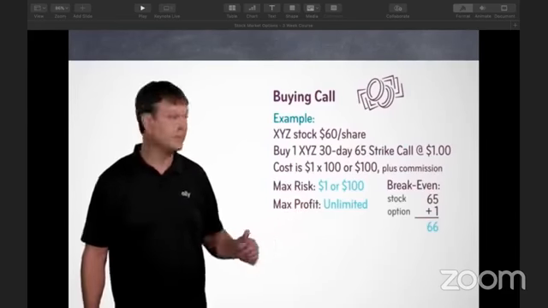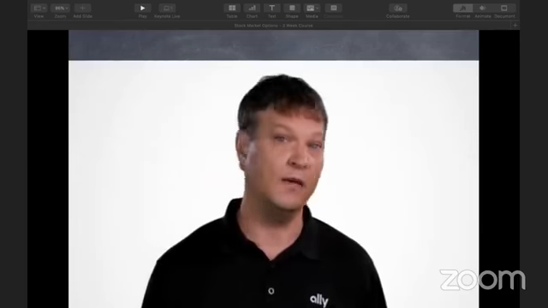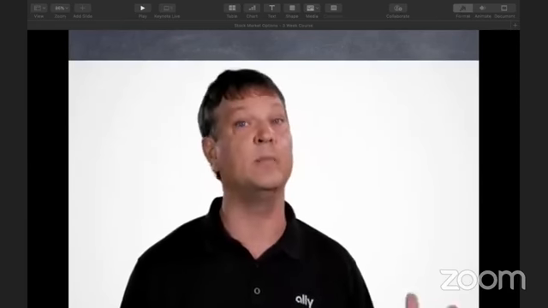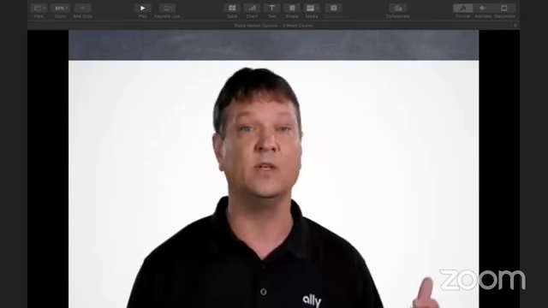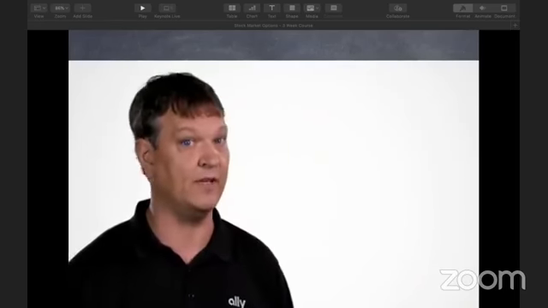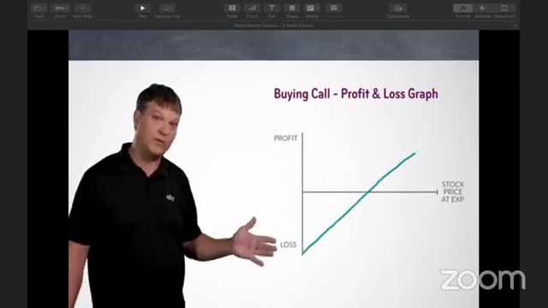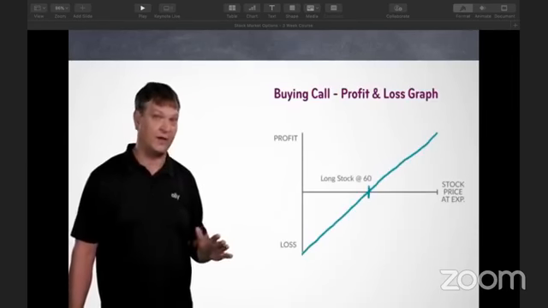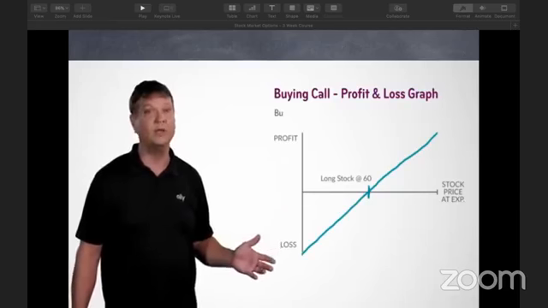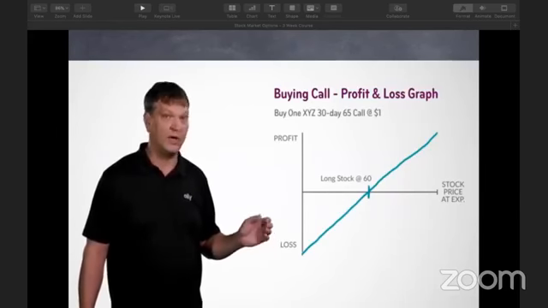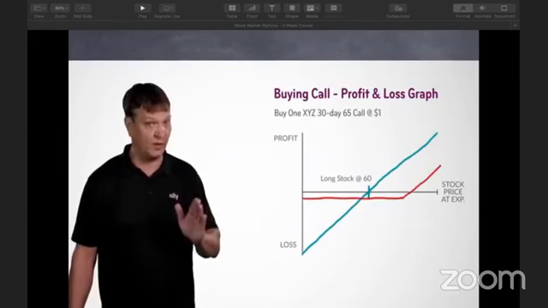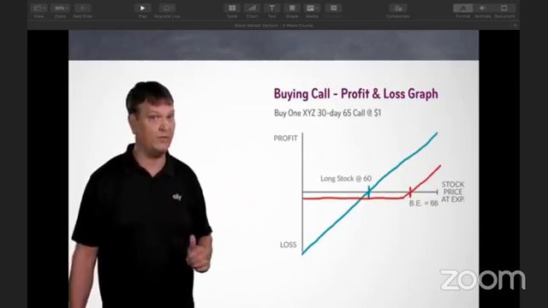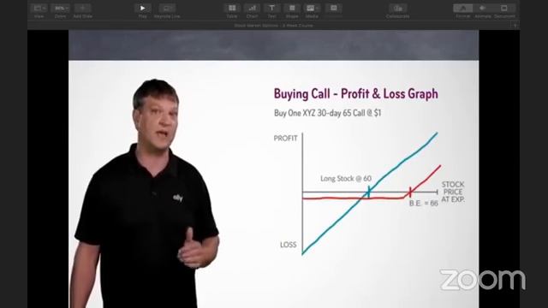Now let's look at a graphic of this actual trade and compare the profit and loss graph of the option contract to the stock profit and loss graph. We see here on the blue line, the stock is trading at 60. So where we cross the x-axis on our graph is going to be our break-even point. But with the option contract, it's the strike price plus what we paid for it. So our break-even is $66 here.